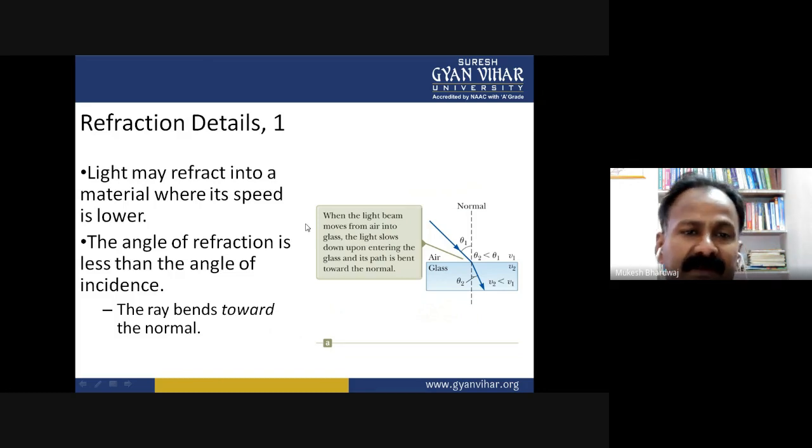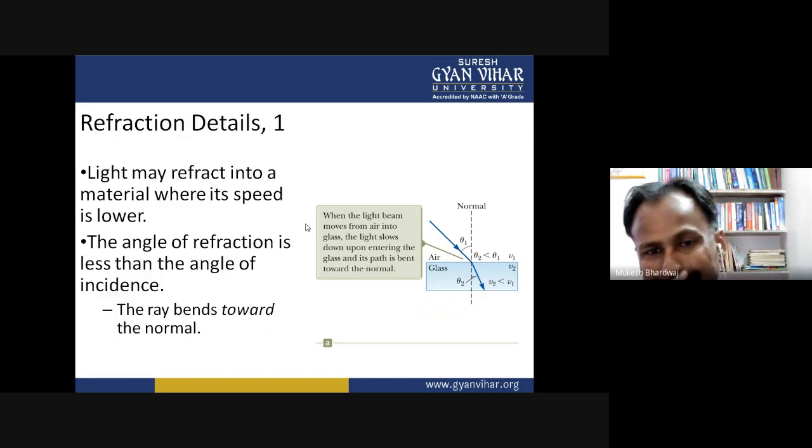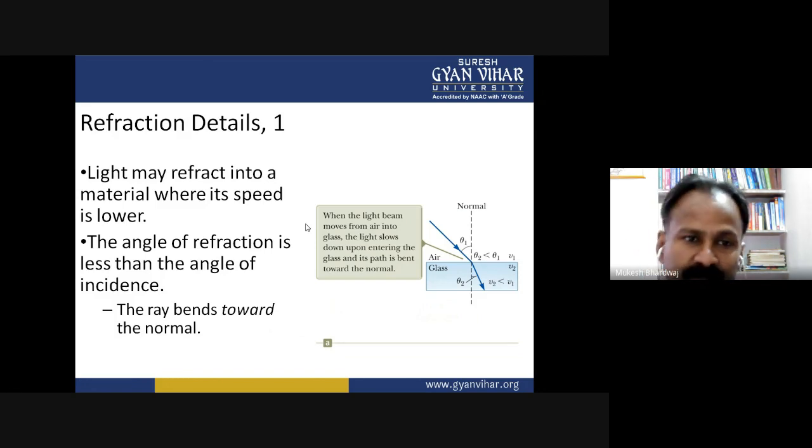Light may refract into a material where its speed is lower. The angle of refraction is less than the angle of incidence. That is, theta 2 is less than theta 1. The ray bends towards the normal. And this is the basic principle of refraction of light.